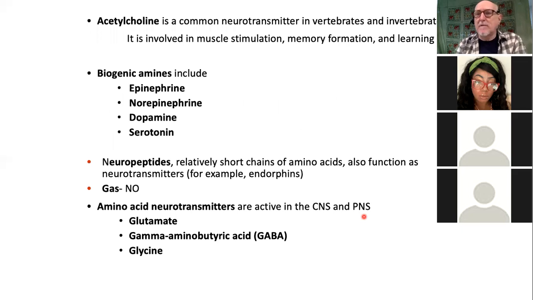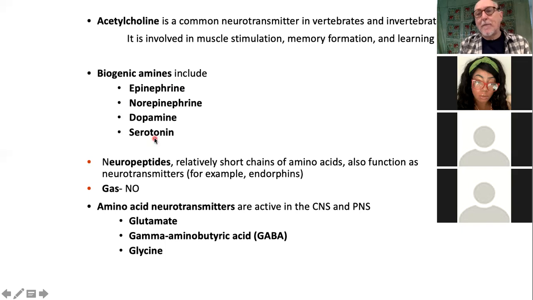So here's just a short list. I'll tell you the ones I want you to remember, and really I just want you to remember those with a name and a basic function. The first one we've already mentioned, acetylcholine. Acetylcholine is a neurotransmitter which is released from motor nerves primarily, and it causes contraction of muscle. But it has also been implicated in really diverse functions like memory formation and learning as well.